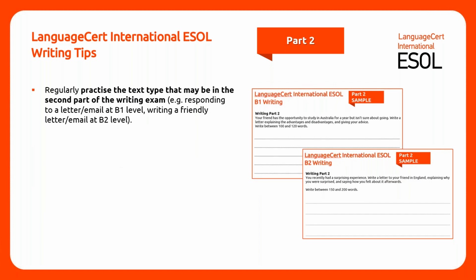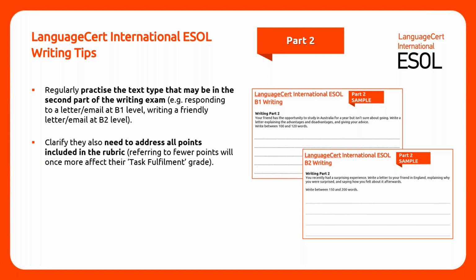Concerning Part 2, regularly practice the text type that may be in the second part of the writing exam. For example, responding to a letter or email at B1 level, writing a friendly letter at B2 level. Clarify they also need to address all points included in the rubric. Referring to fewer points will once more affect their task fulfillment grade.